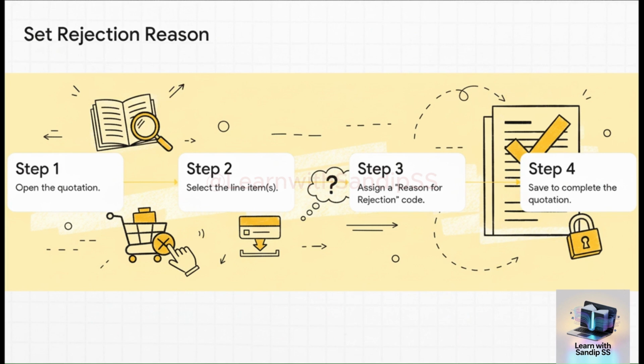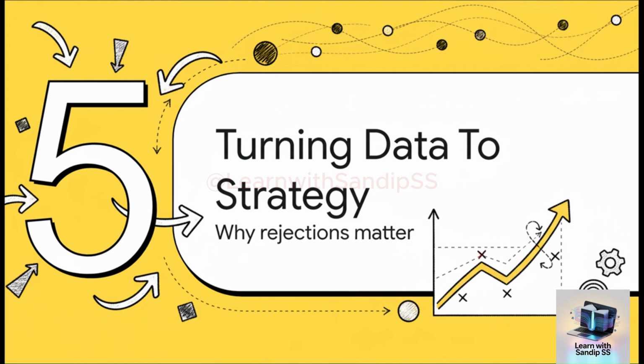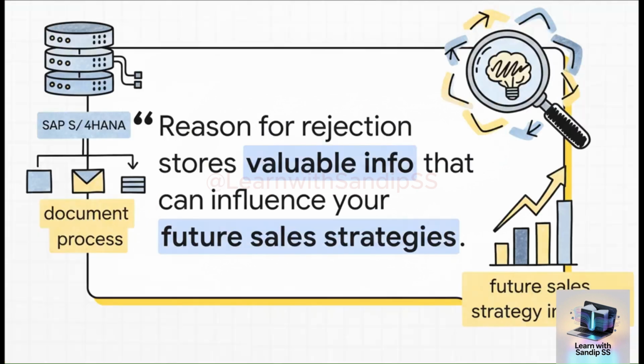But this little action does so much more than just clean things up. Now, this might just seem like boring housekeeping, but trust me, it's way more than that. This brings us to our last, and I think most important section, turning that data into real strategy, and why tracking these rejections actually matters a lot. And here it is, the big reveal. The key takeaway is that every single time you log a reason for rejection, you're doing so much more than just closing a document. You are capturing a critical piece of business intelligence. This is data that can and absolutely should influence your company's sales strategy down the road.